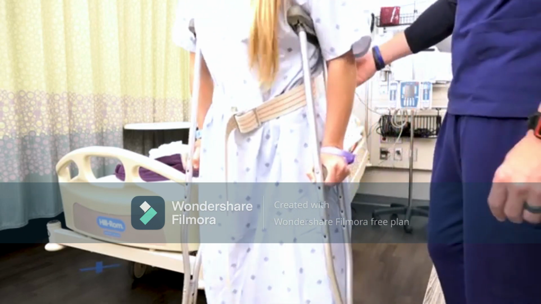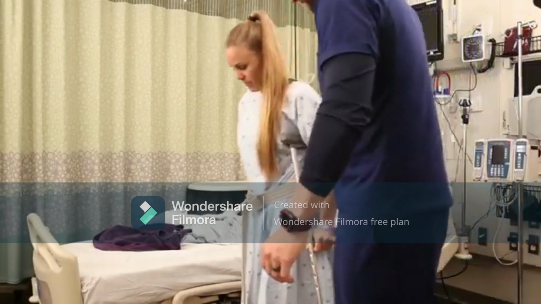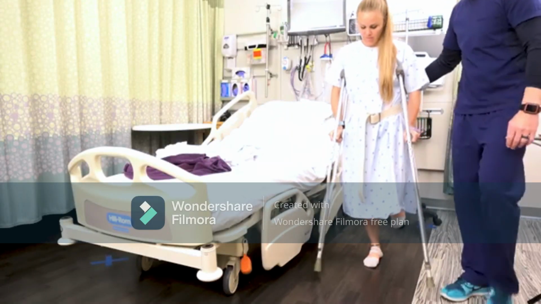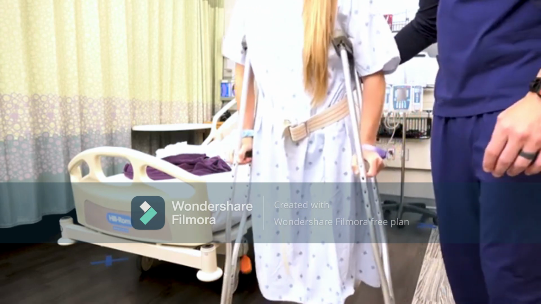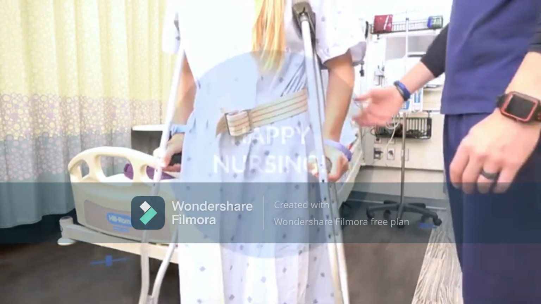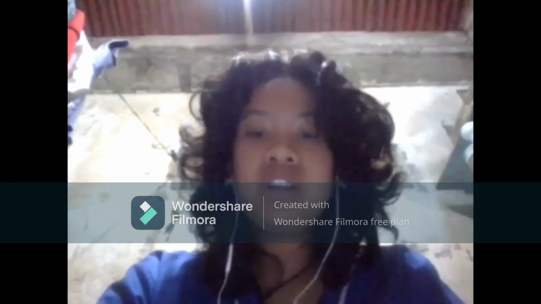Now, if they're non-weight bearing, we use a swing gait. We'll have them elevate their bad leg, advance their crutches, and swing through on their good leg. This is a swing through gait. It's kind of hard to get used to, but if you help them out, they'll get it. So that's it for mobility. Those are the most important things you need to know.